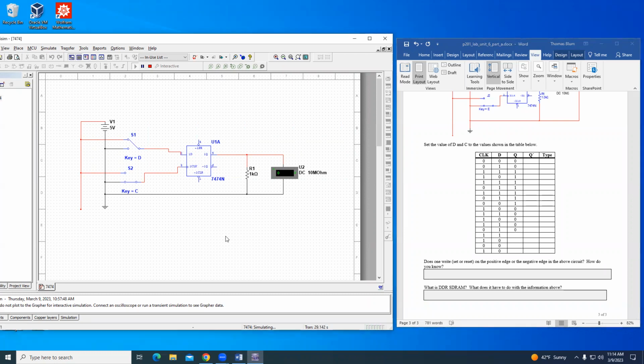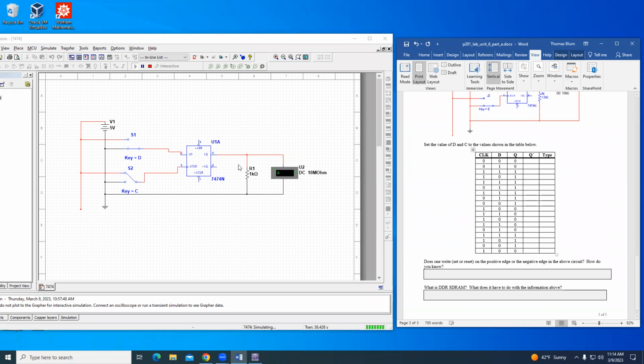Make the clock high, and it flipped to a 1. Make the data low, it stayed a 1. Make the clock low, it stayed a 1. And then make the clock high finally. And it went to 0. Okay. So that's what we have so far.